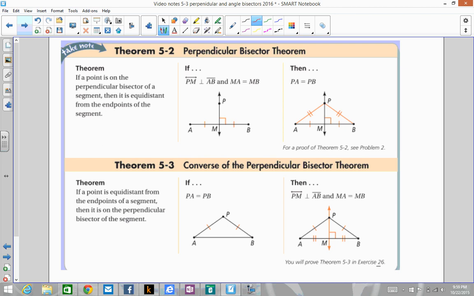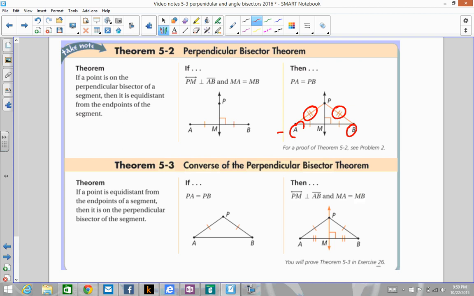All right, so now we have our first couple theorems. So highlight these theorems. The first theorem says perpendicular bisector theorem, which says that if TM is perpendicular to AB and MA is equal to MB, then PA is equal to PB, which says that any point located on this perpendicular bisector will always be equidistant from the endpoints A and B.